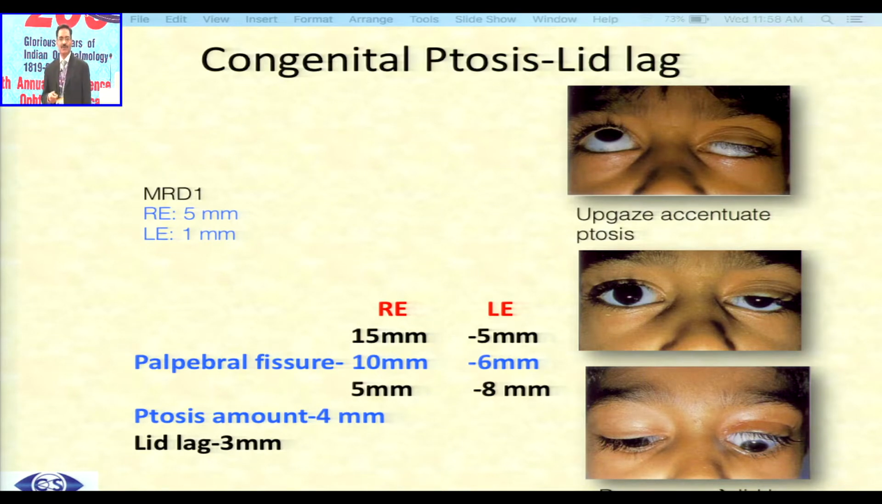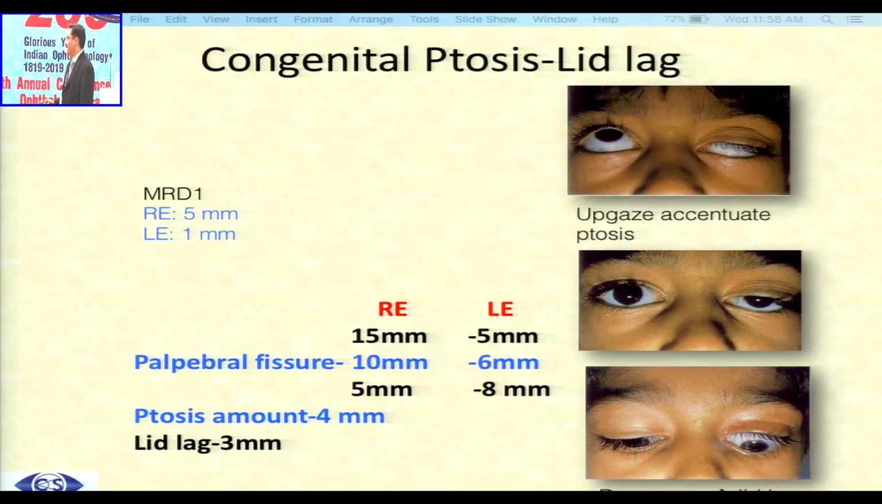How have we come to this figure of 3 mm? Because of this difference in palpebral fissure. Palpebral fissure in down gaze in the left eye is 8 mm and in the right eye it is 5 mm. So, this 3 mm difference will tell you about the lid lag which a person is having.